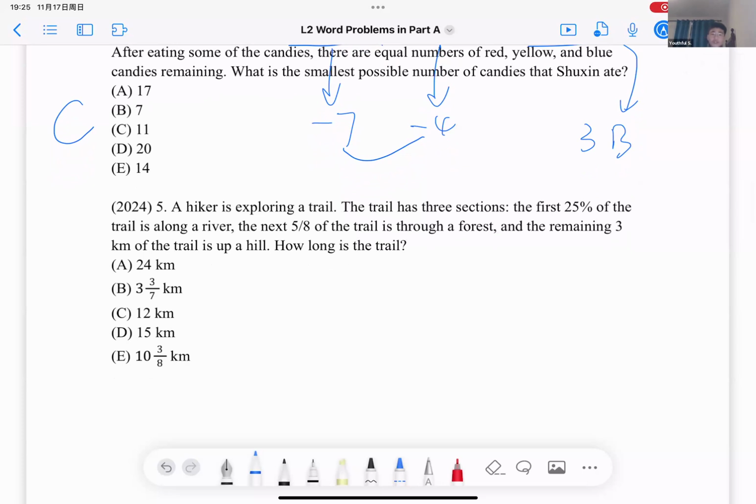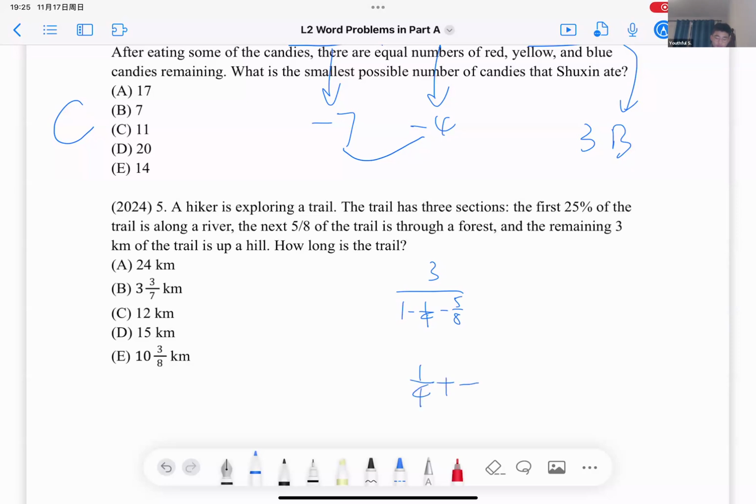Well, you can first calculate how much the remaining 3 kilometers of the trail is in the whole trip. You can calculate the percentage of it, and then divide 3 by that percentage to get the whole thing. So what is the percentage of it? 1 minus 25% is 1 over 4 minus 8 over 5.